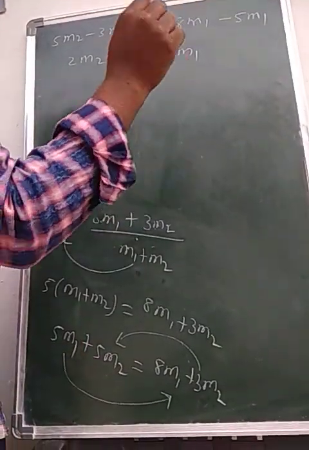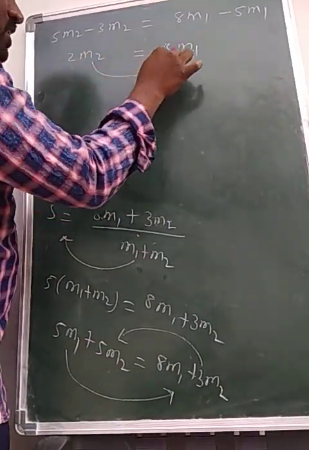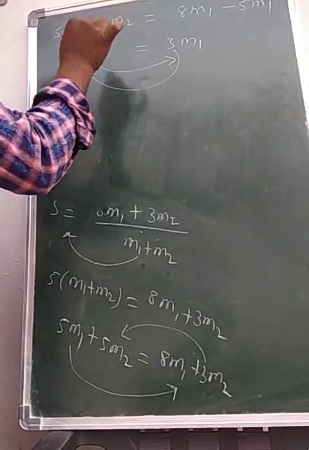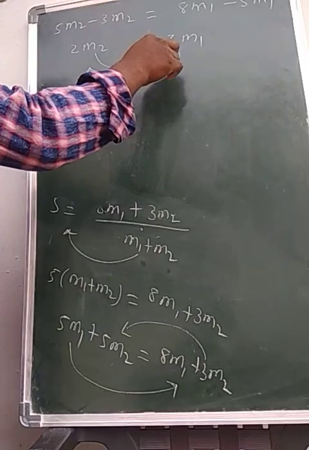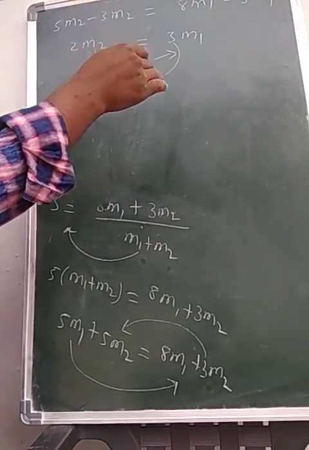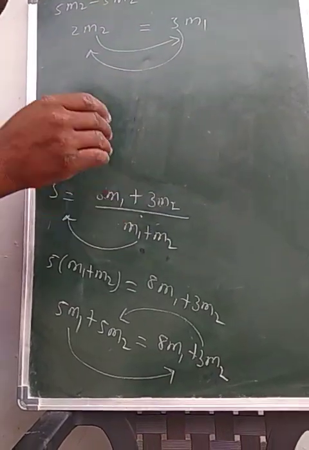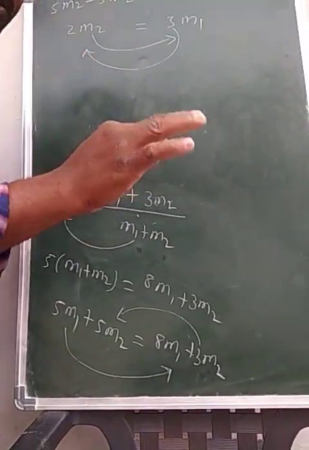3 m1. So then again what I am doing, m2 is transposing to the RHS side and 3 is transposing to the LHS side. When we are transposing a multiplication quantity from LHS to RHS or RHS to LHS, the multiplication quantity becomes a division quantity.